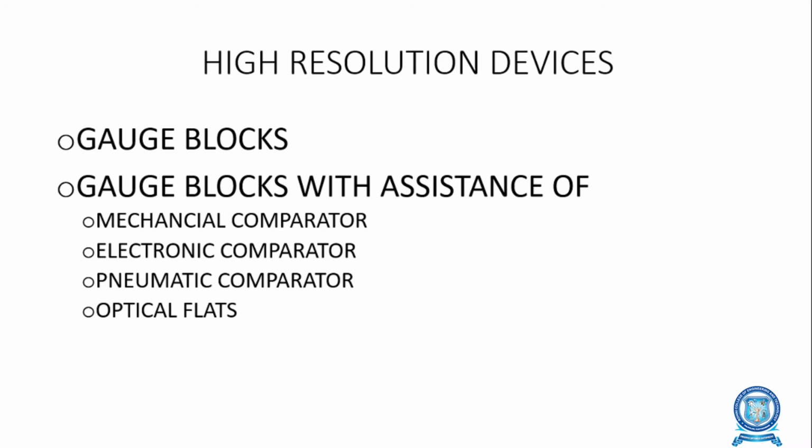The third classification is high resolution devices. In high resolution devices, there are various devices. One is gauge blocks, and the gauge blocks are used with the assistance of mechanical comparator, electronic comparator, pneumatic comparator, and optical flats. These are the three main classifications of linear measuring instruments.